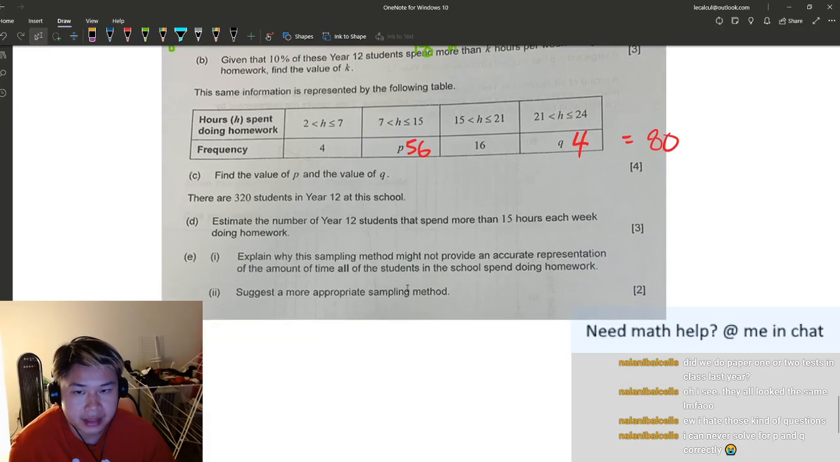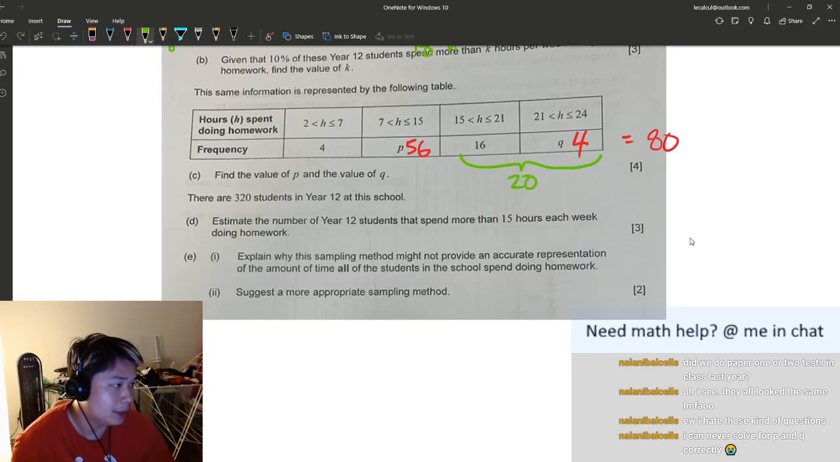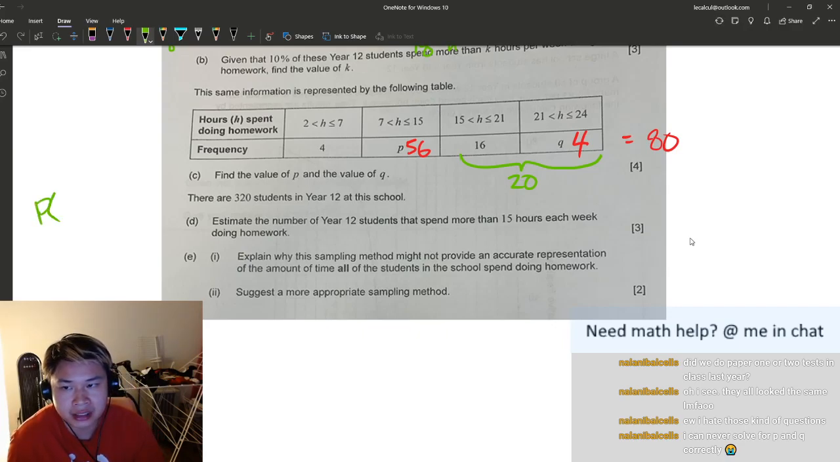Okay, now there are 320 students in the school. So let's estimate the number of students that spend more than 15 hours each week doing homework. If you look at the table, these are the students that spend more than 15 hours. So that's 16 plus 4, which is 20. Now, in terms of probability, let's say X is the homework hours, the probability of spending more than 15 is 20 out of 80. In other words, that's 1 out of 4.